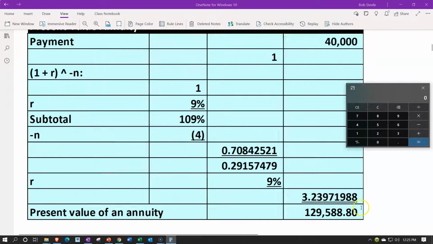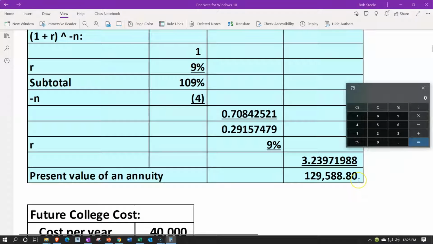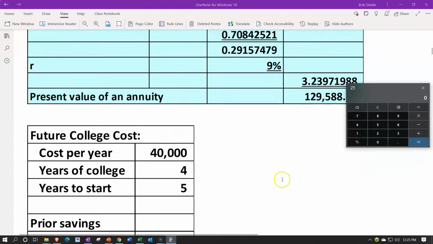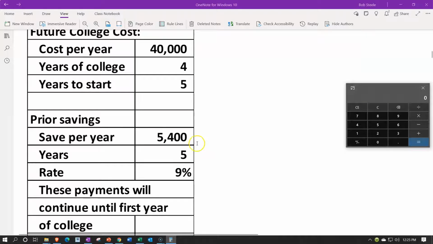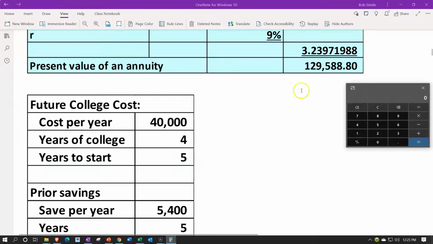And so there we have it. So as of the starting point of the college, which is 5 years from today, present value in the 4 years, we need $129,588.80. So now, next step would be, we've been putting money in. Where will this annuity be as of the starting point? Then we can compare and contrast that to the money we will need, and then figure out how much more we might need to put into another annuity for 5 years to reach the goal for the college.